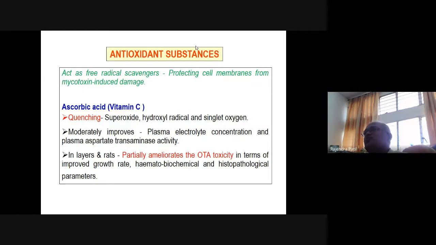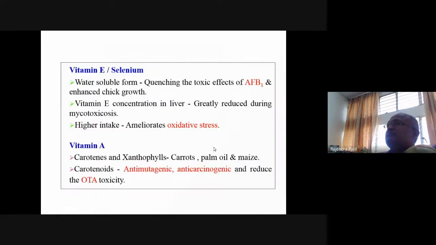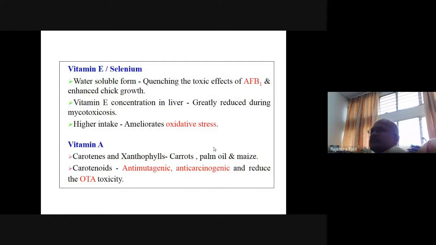And so that's why ascorbic acid has a quenching effect on the superoxide, hydroxyl radical and singlet oxygen, and it will partially ameliorate the OTA toxicity in layers, even in rats. Then vitamin E, with or without selenium, is also useful. They will alleviate the toxic effects of aflatoxin B1 and reduce the oxidative stress during mycotoxin exposure.